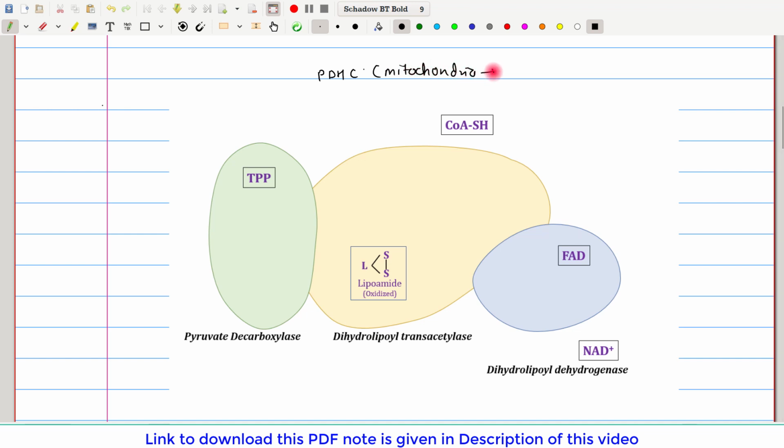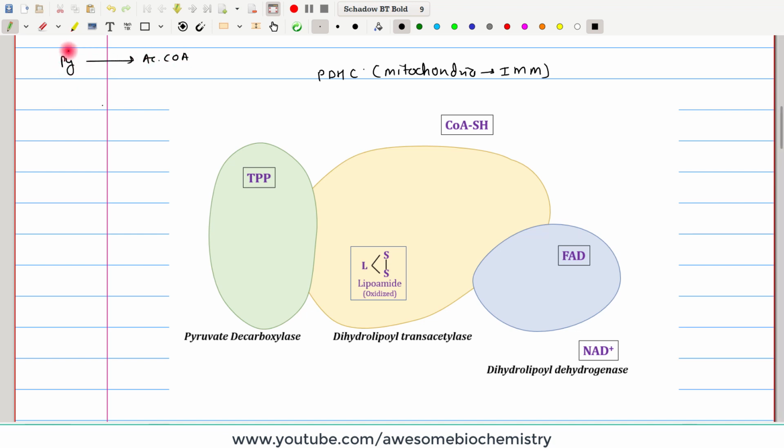And in the mitochondria, especially, it is associated with the inner mitochondrial membrane. Now, what does this pyruvate dehydrogenase complex do? It converts pyruvate to acetyl coenzyme A, right? But the problem is that this pyruvate is produced in the cytoplasm. So if this pyruvate needs to undergo oxidative decarboxylation to give rise to acetyl coenzyme A, it has to first be transported inside the mitochondria.